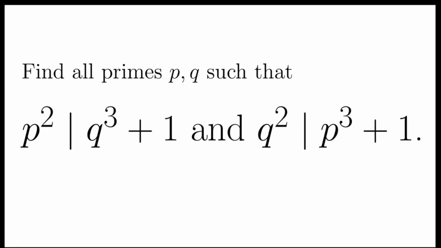Let's take a look at this problem. To find all primes p and q such that p squared divides q cubed plus 1 and q squared divides p cubed plus 1.